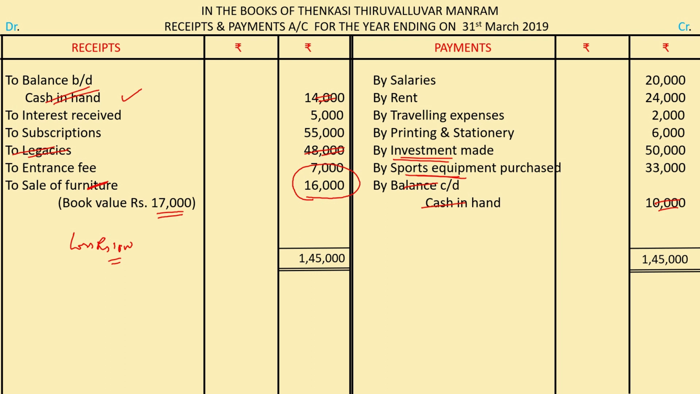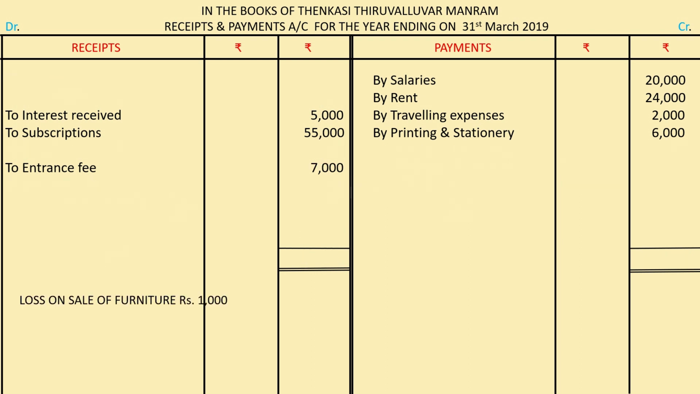Cash in hand, legacies, sale of furniture will not be shown in the income and expenditure account. Similarly, from the payment side, investments and sports equipments purchased with this cash in hand. These three items will not come in the income and expenditure account. We have cropped those items which will not be taken to the income and expenditure account. So totally we have got 3 items from the receipt, 4 items from the payment, and a loss on sale of furniture 1,000 rupee. These things have to be shown in the income and expenditure account.